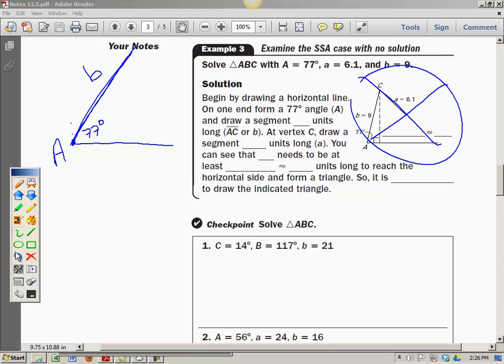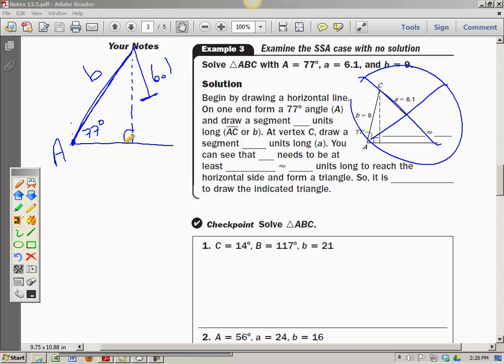Now, we want to know, this is 6.1 right here. And if this were long enough to come straight down, we'd make exactly a right triangle, all right? If it was long enough to go past it, then we'd be able to make two triangles, one where we swing it in here and one where we swing it out here, all right? But how do we know that it's even long enough to begin with?